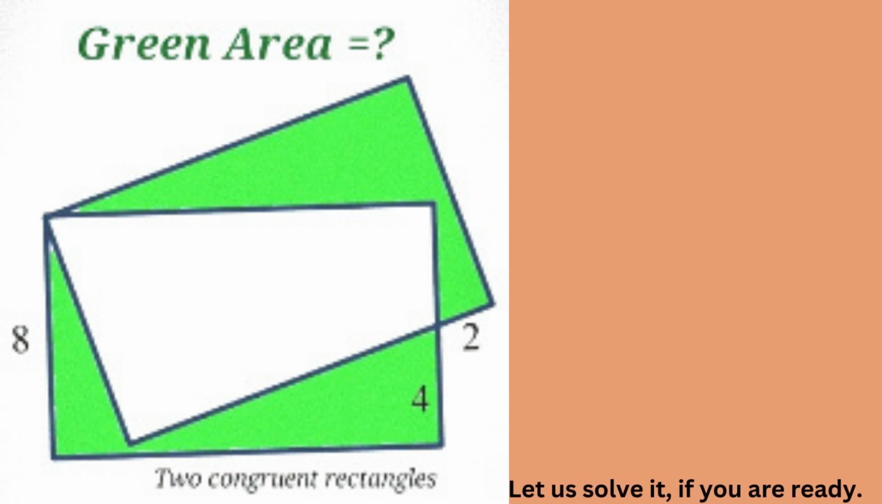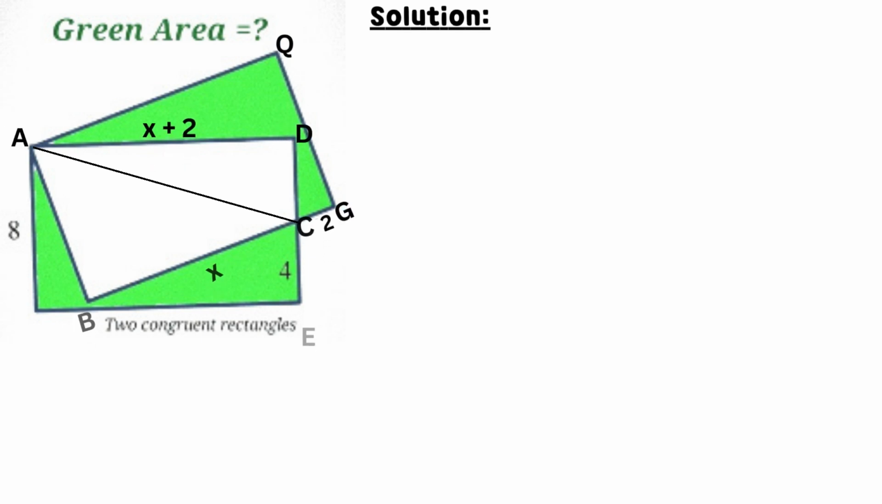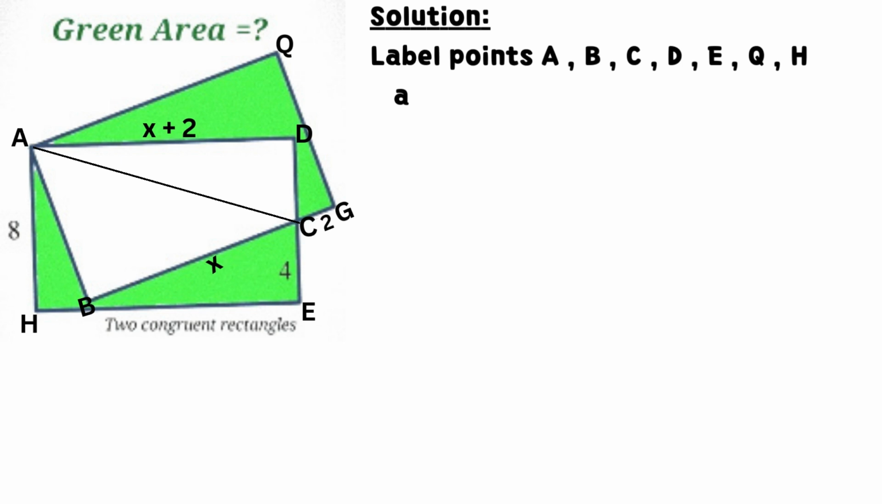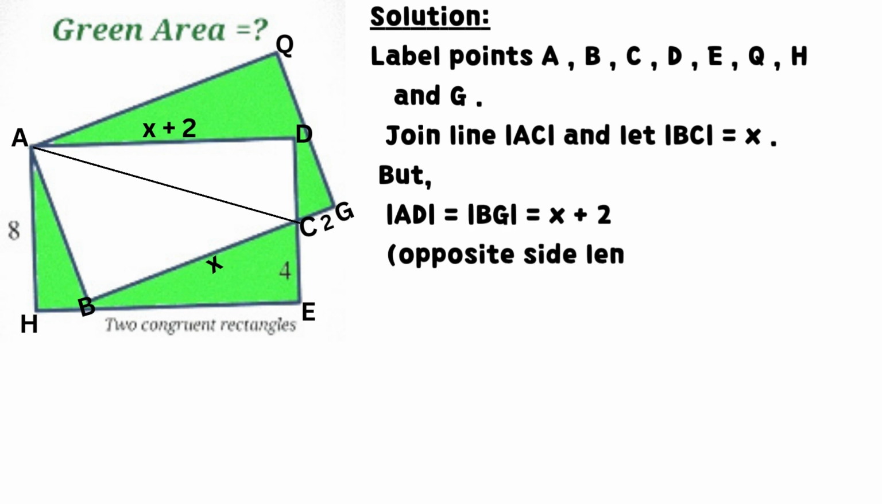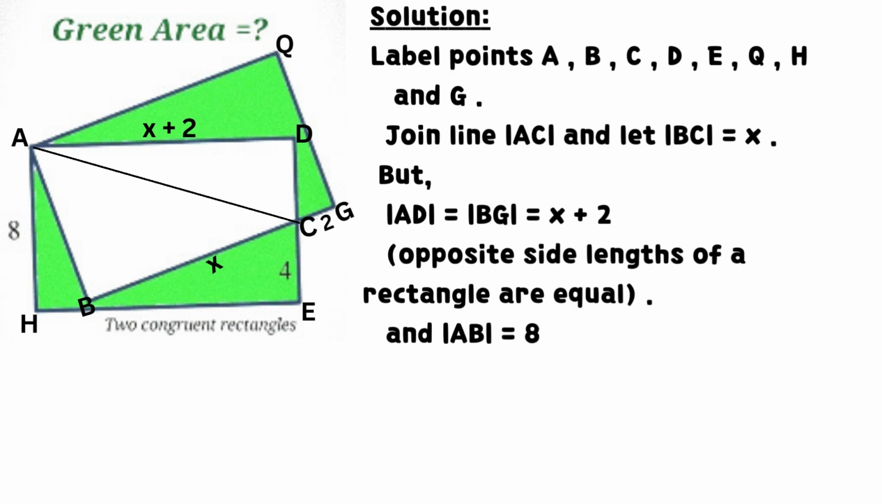Find the value of the green area. Label points A, B, C, D, E, Q, H and G. Join line AC and let line BC be equal to X.